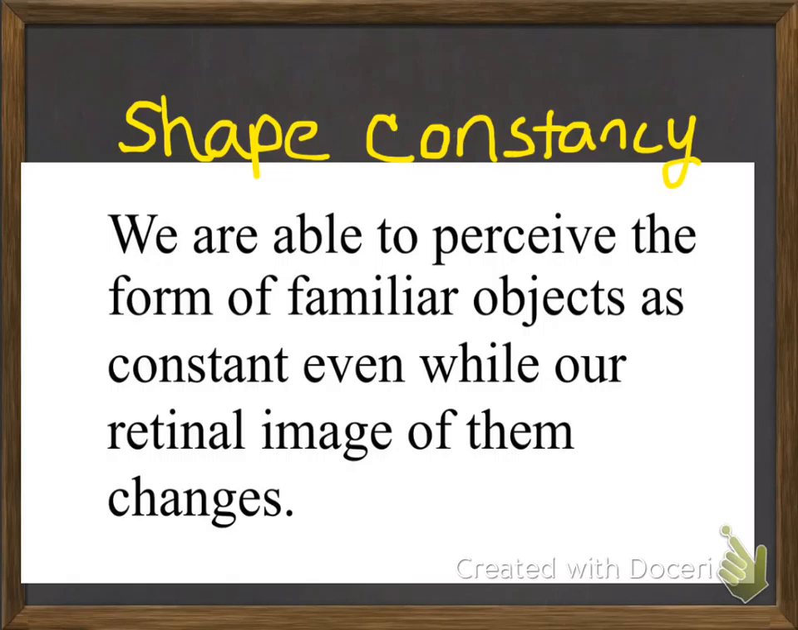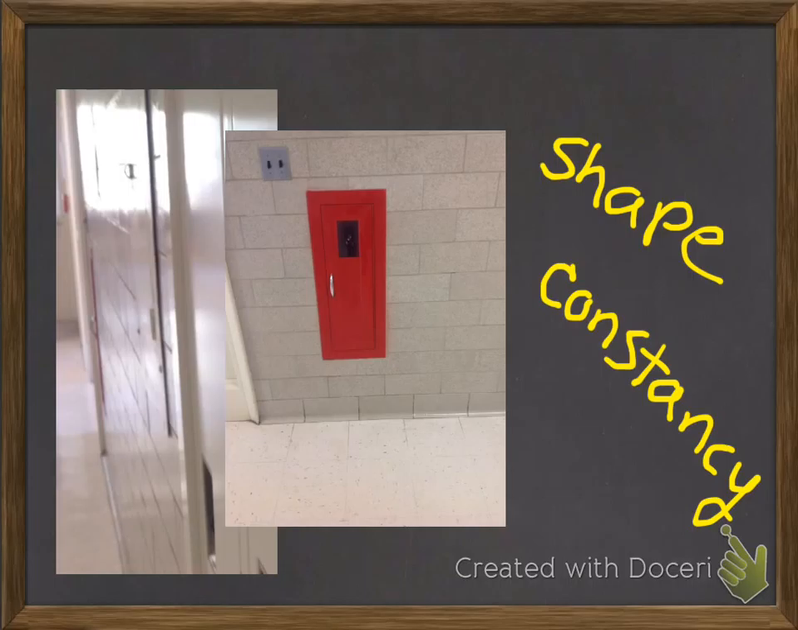Shape constancy is when we are able to perceive the form of familiar objects as constant even while our retinal image of them changes. From the angle of the wall along the lockers, this red box appears to be a tiny line with a handle. However, we know that it is in fact a larger rectangular box with a handle because it is familiar and we walk by it nearly every day. Our mind knows that the shape of the box does not change simply because our angle of vision has.